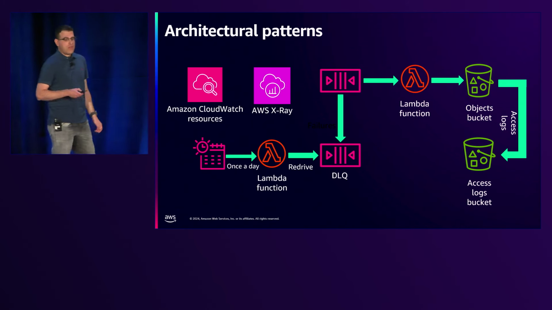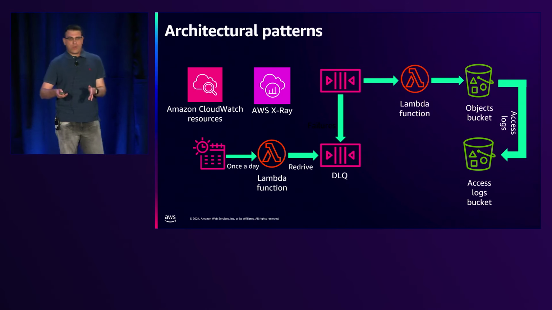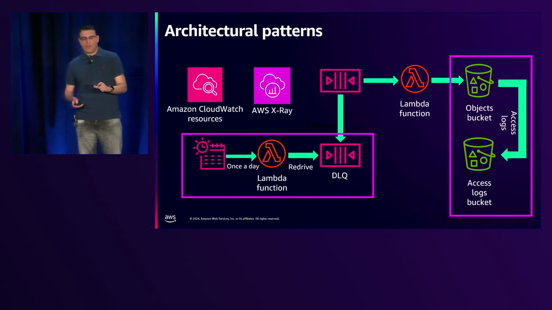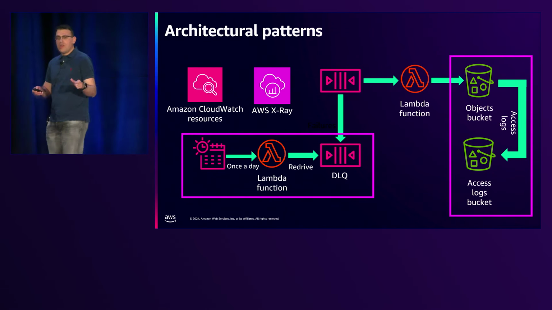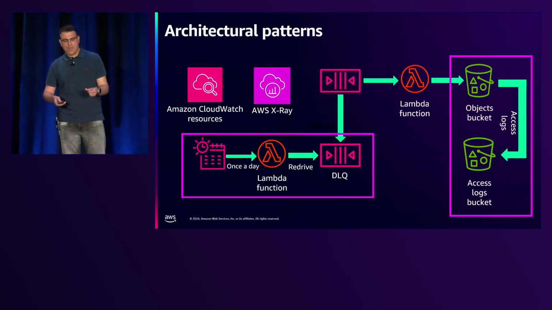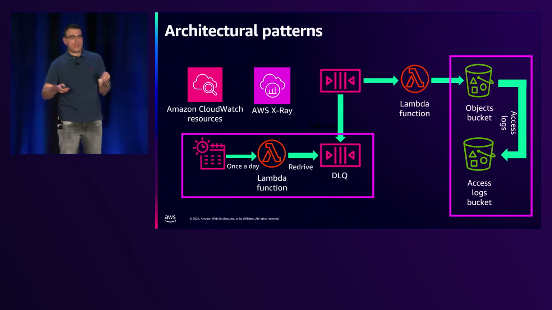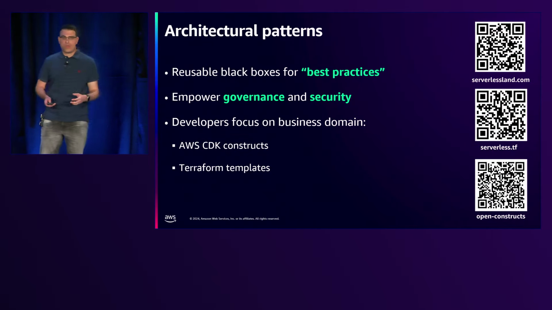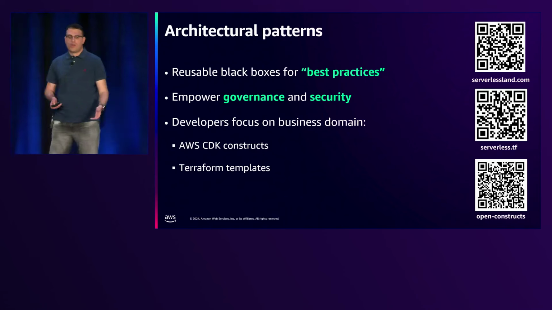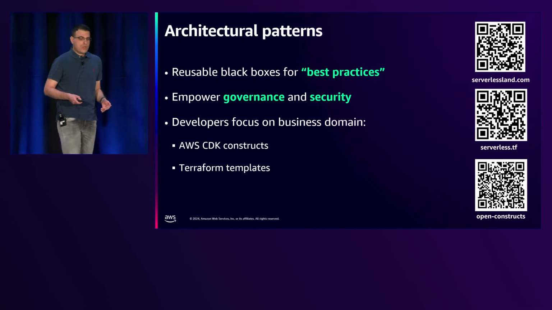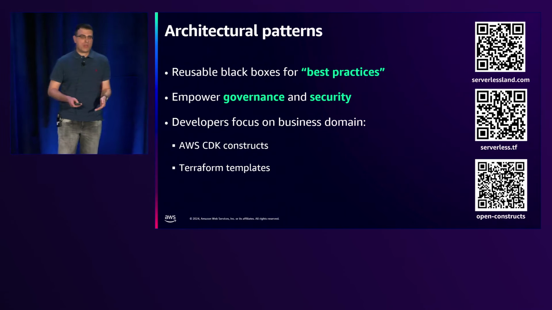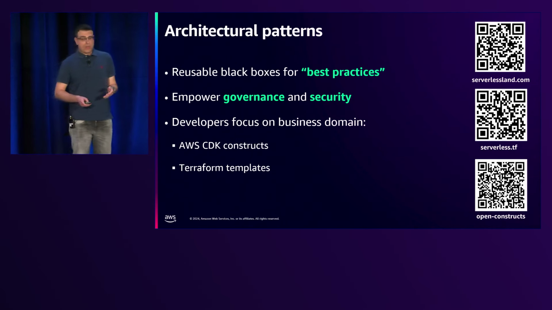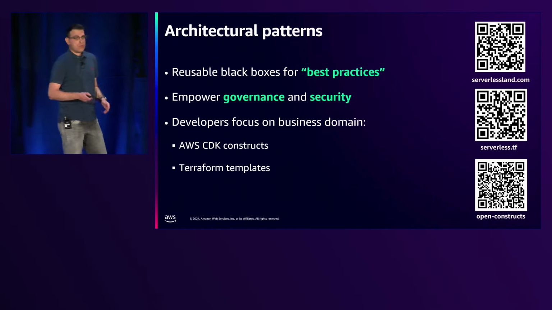The second best practice is architectural patterns. So let's take a look back at our service. And here I can spot 2 architectural patterns. These 2 patterns have 0 business domain logic in them. And I can just cut them out and reuse them in other services. Or in other words, these are reusable black boxes for best practices. They empower governance and security. And developers can use them in the form of CDK constructs or Terraform templates and don't really think about it. And here again, I've gathered some websites that provide you with free architectural patterns. So check them out.